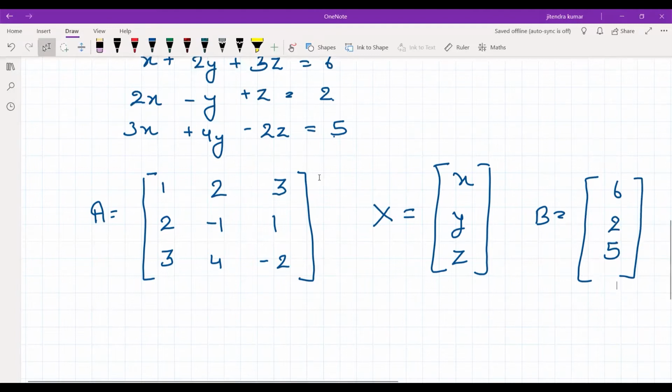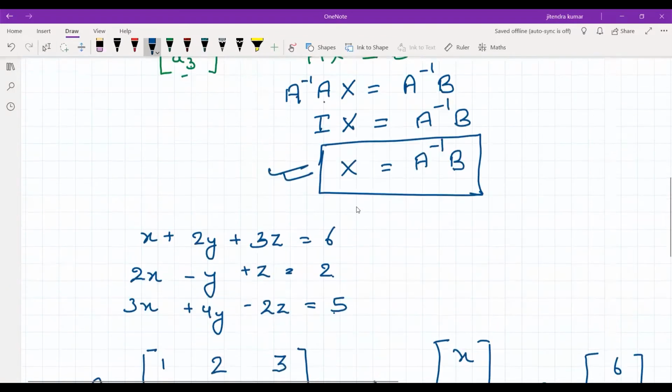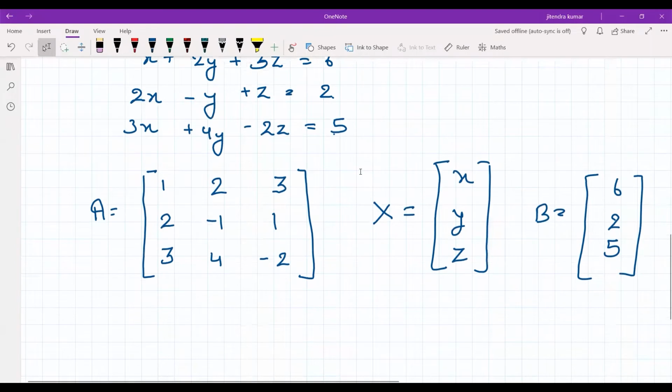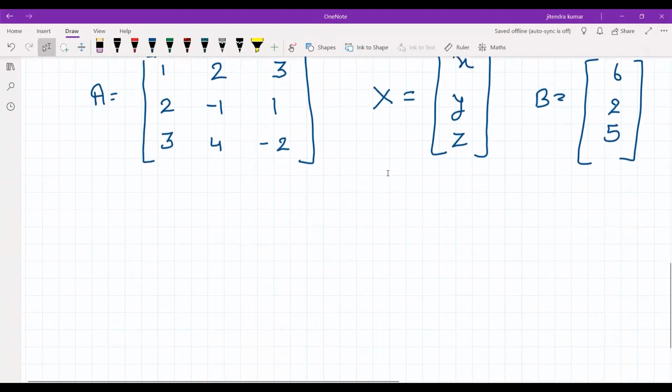So now, we need to first find A inverse, then we will find A inverse B, and then we will equate X = A inverse B. So let's find the A inverse first. This matrix is our A. To find the A inverse, we again have two methods. One is row transformation or column transformation, and the second one is using the adjoint. Okay, so let's apply the adjoint one.